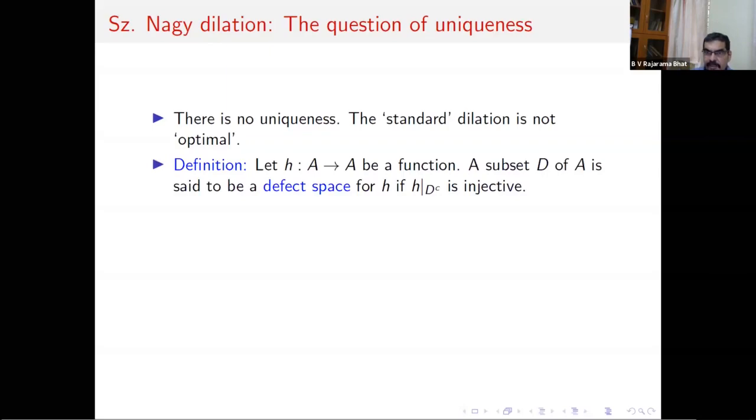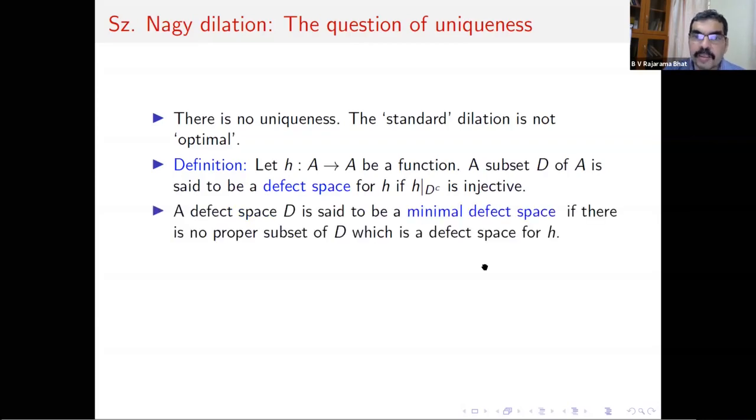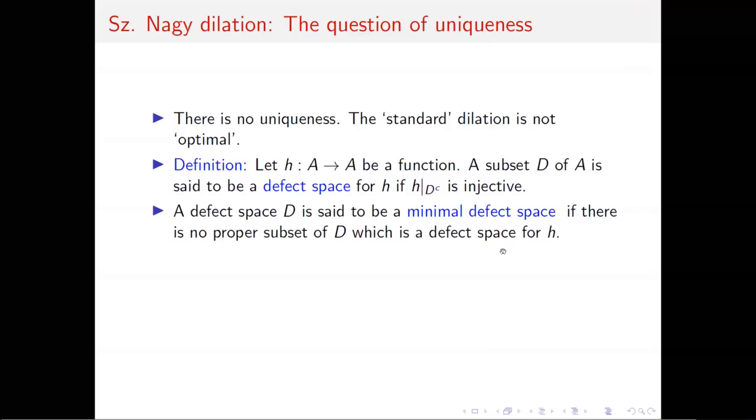So here is a definition. A subset D of A is said to be a defect space for H if H restricted to D complement is injective. So I call it a defect space. On the complement, it is injective. So the defect space measures how far the function is from being injective. And you call it a minimal defect space if there is no proper subset which is a defect space. Do you want this D complement to be invariant?